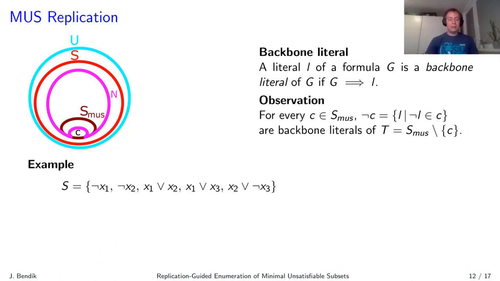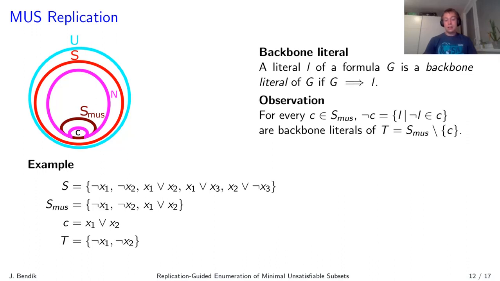Let me illustrate it on an example. Assume that the set S contains 5 clauses: not x1, not x2, x1 or x2, x1 or x3, and x2 or not x3. Moreover, let the mousse S mousse contain the clauses not x1, not x2, and x1 or x2. As the clause C, we choose x1 or x2. Consequently, the set T contains the clauses not x1 and not x2, and we also know that the literals not x1 and not x2 are backbone literals of T.